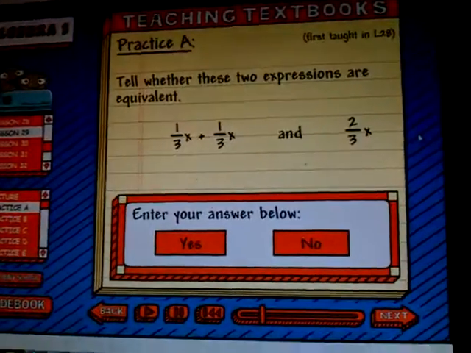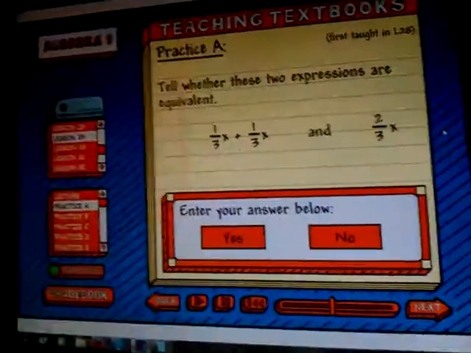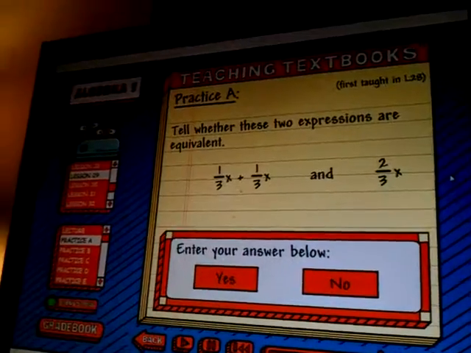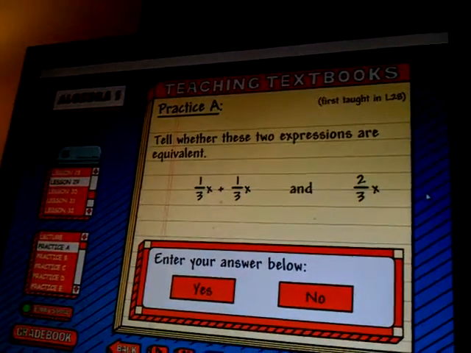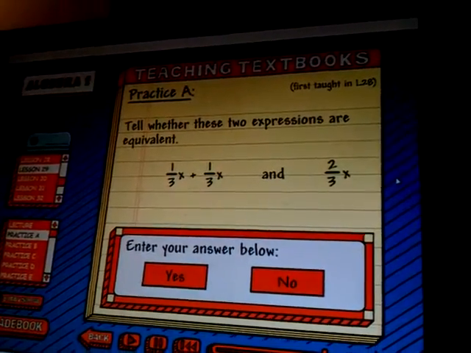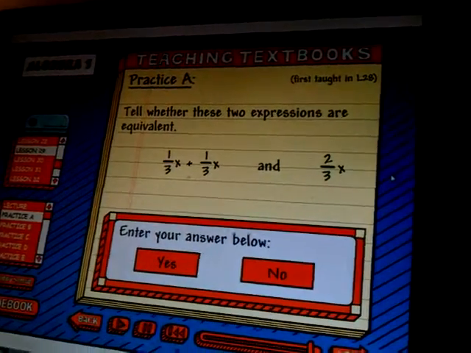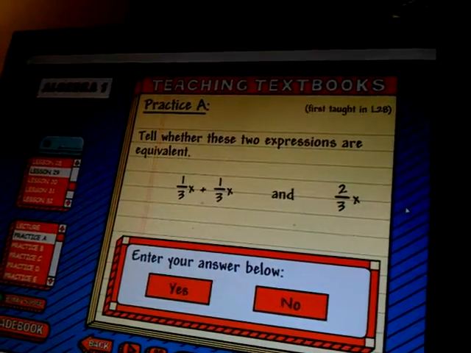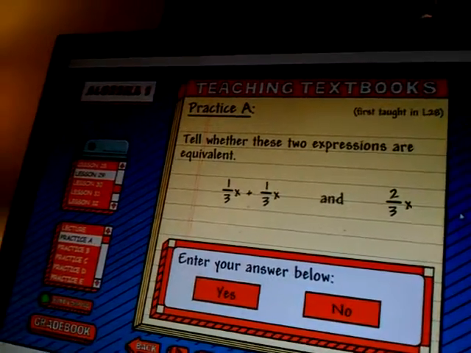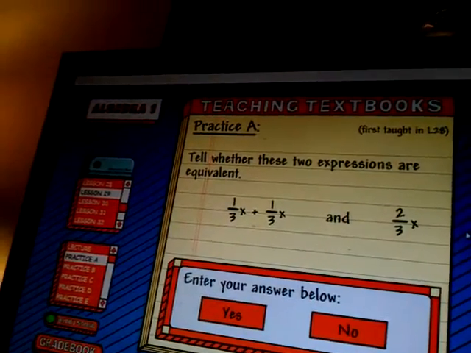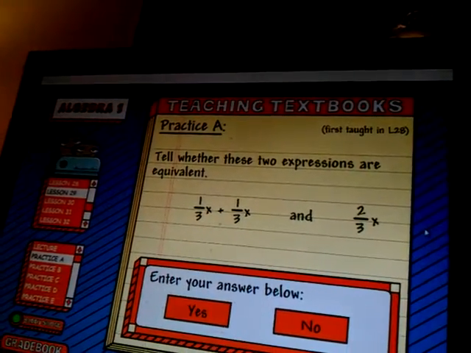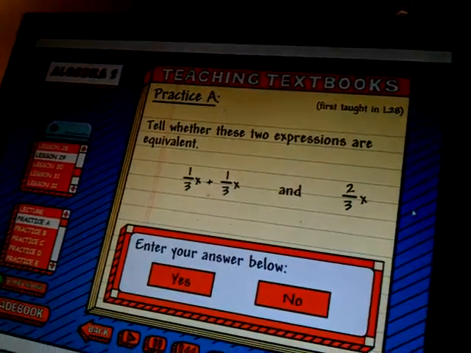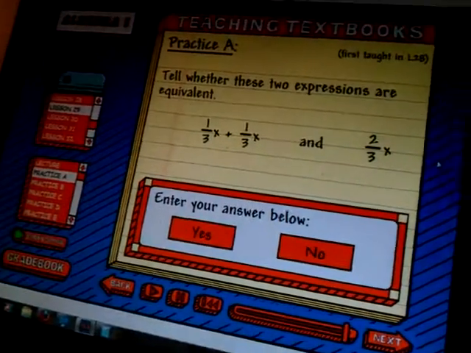You need to tell whether these two expressions are equivalent. 1/3 x plus 1/3 x, and 2/3 x. Oh my. Okay, so what can you do with 1/3 x plus 1/3 x? You simplify that, right? So what's 1/3 plus 1/3? 1 and 1 is 1, 3 and 3 is 9. You're adding now, not multiplying. You're adding 1 over 3 plus 1 over 3.